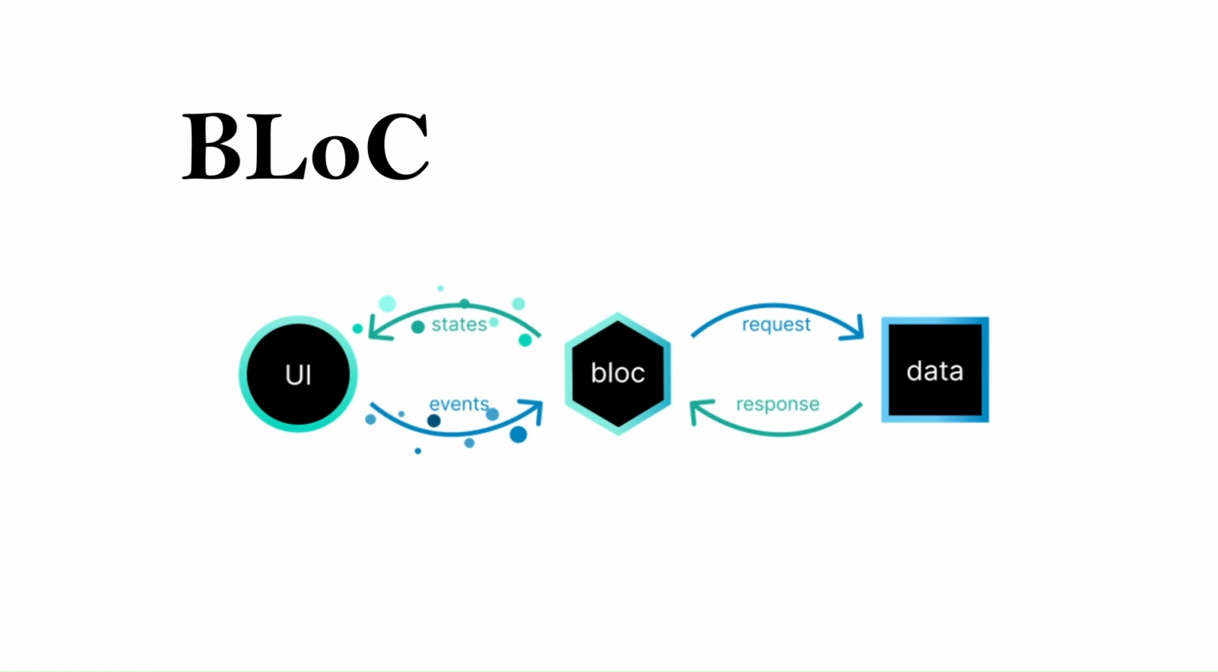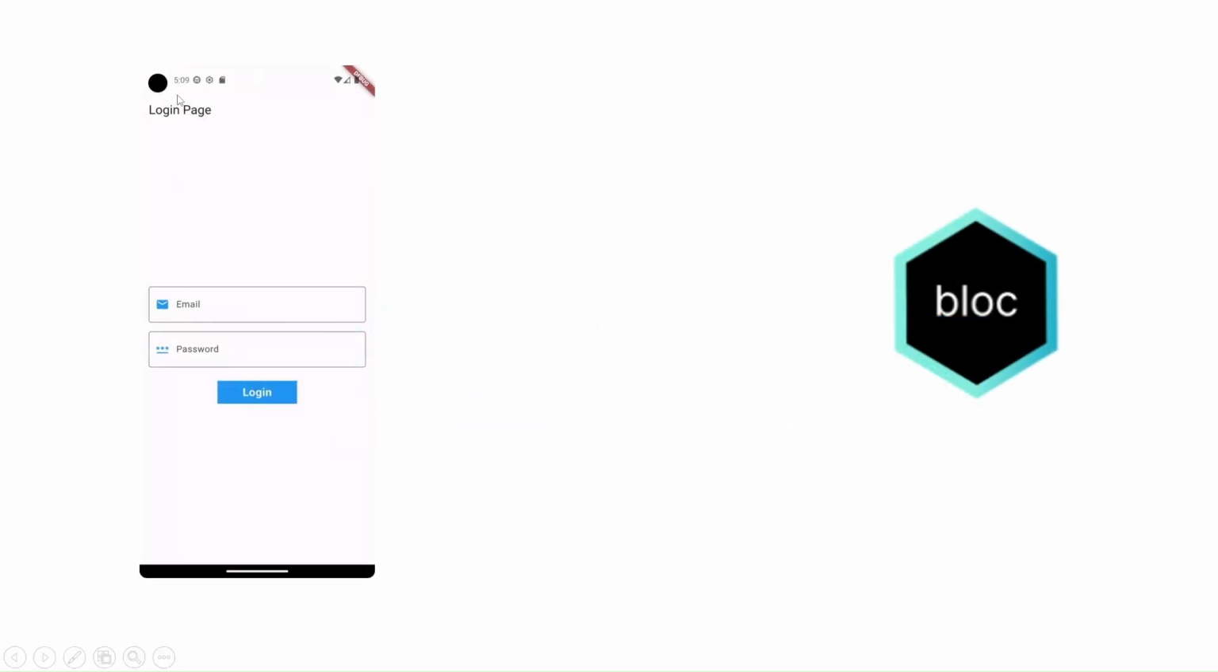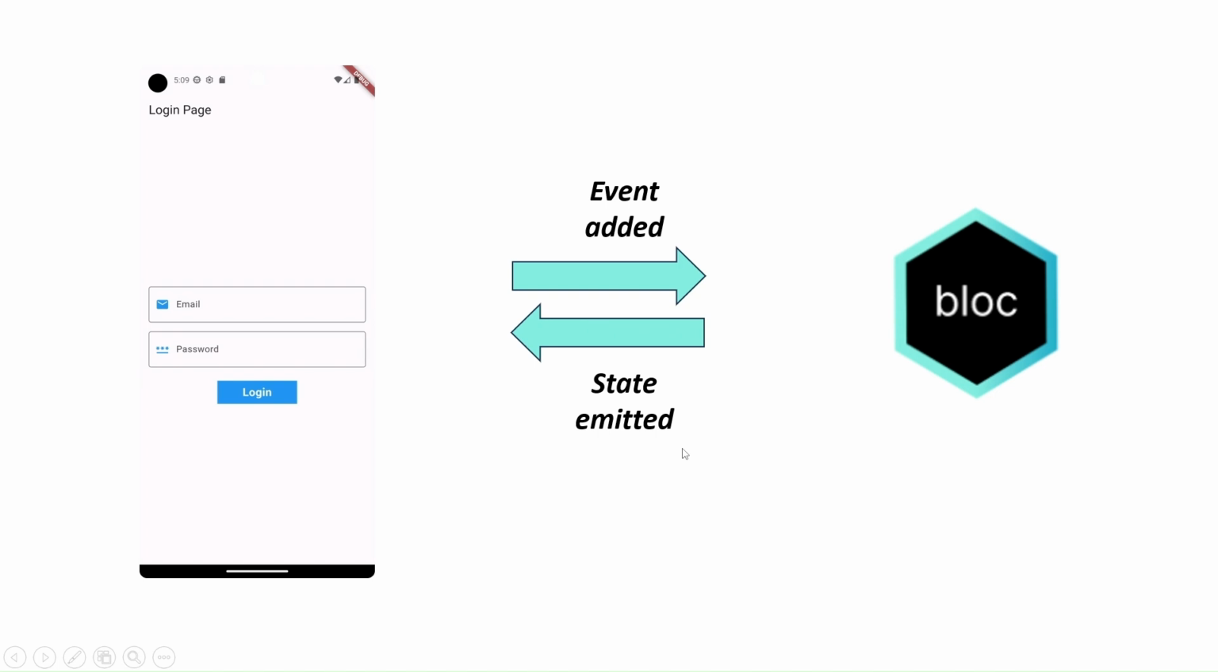Now let's see with an example. Let's suppose we have a login page and there is a login button. When we click on that login button, one event will be added to the Bloc. And whatever event is added, Bloc knows what to do with that event. Already there is a definition defined inside the Bloc. So in response to that event, Bloc will emit a state, which goes to the UI. So this was the basic definition.